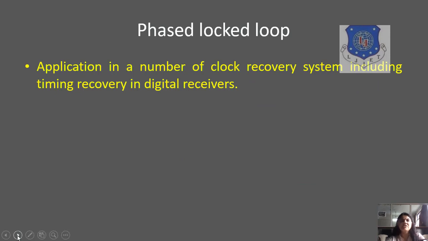The applications are in a number of clock recovery systems, including timing recovery in digital receivers, and that is why we can say that a PLL plays a key role in nearly every modern digital and analog communication system.